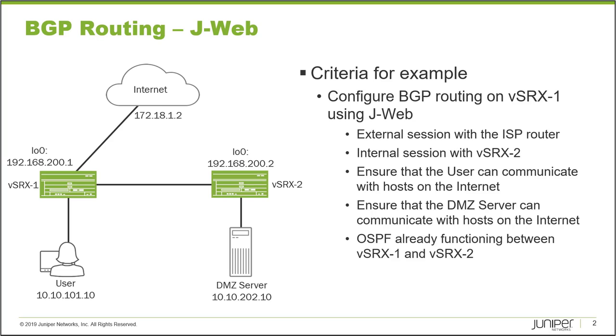So with this, we want to configure BGP routing on vSRX1 using JWeb. What we need to do is configure an external BGP session with the ISP router. And then we need to configure an internal BGP session on vSRX1 that will connect with vSRX2. After we have BGP working, we need to ensure that the user can communicate with hosts on the internet. We need to ensure that the DMZ server can communicate with hosts on the internet as well. And so let's go ahead and jump to the JWeb interface for vSRX1 and get this going.